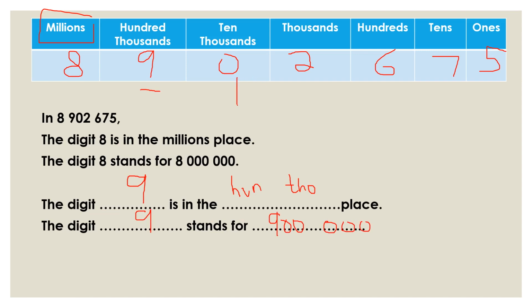How about the digit 0? The digit 0 is in the 10,000s place. The digit 0 stands for 0. How about the digit 7? The digit 7 is in the tens place. The digit 7 stands for 70.